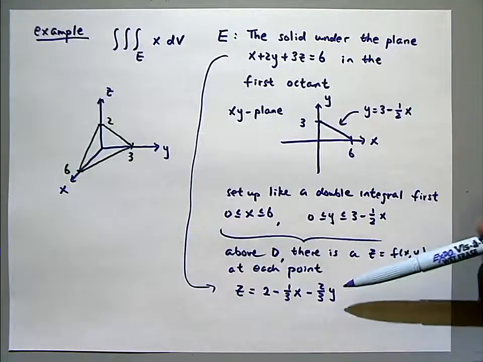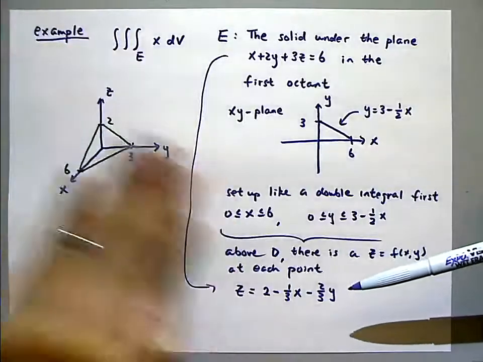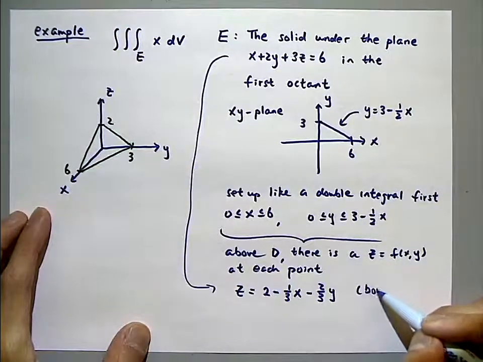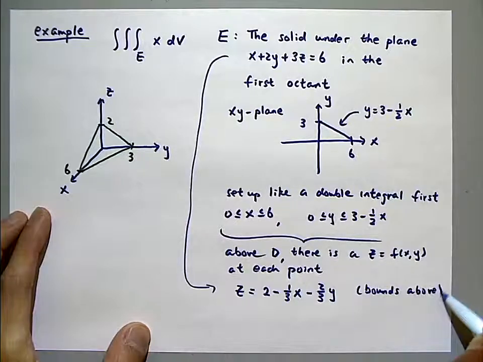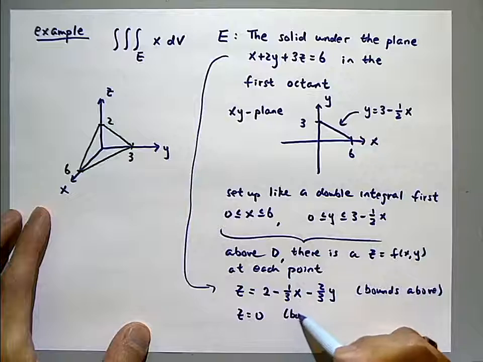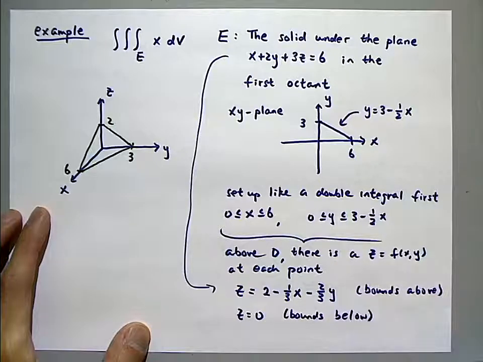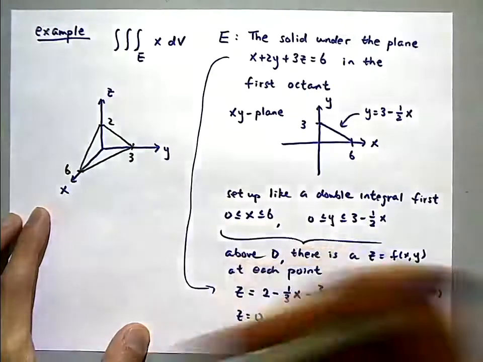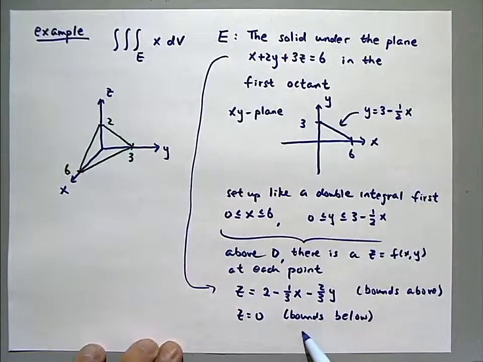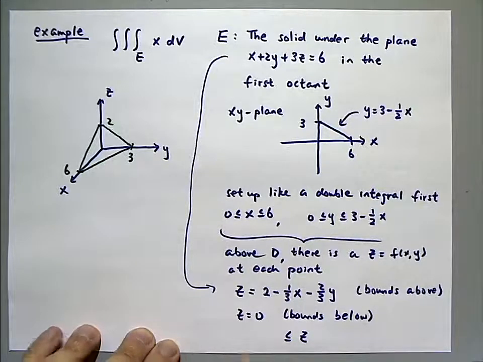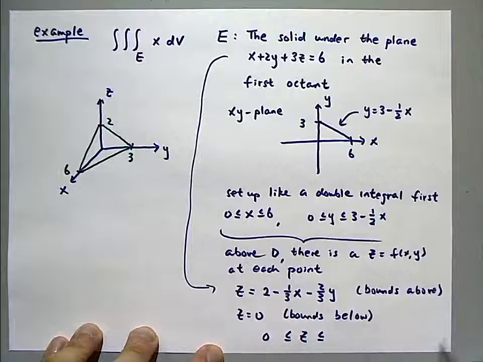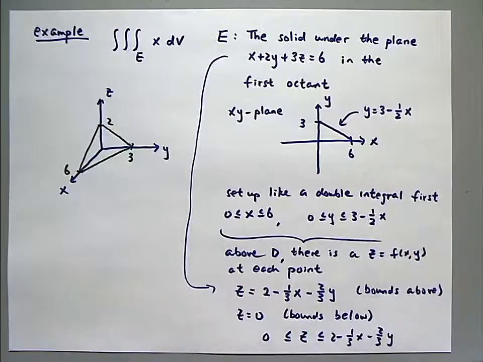Okay? And z is bounded above by that plane and bounded below by the xy plane. So this bounds above, z equal to 0 bounds below. Because we're only interested in the first octant, we don't go below the xy plane. So now this will tell me that z is going to go from 0 to 2 minus 1/3 x minus 2 over 3 y. All right, does that make sense? Yes?